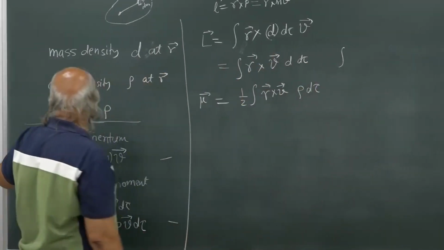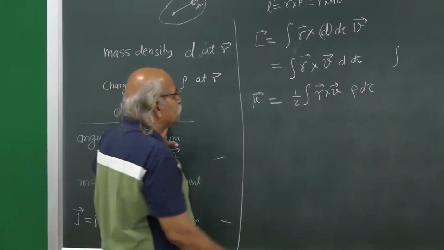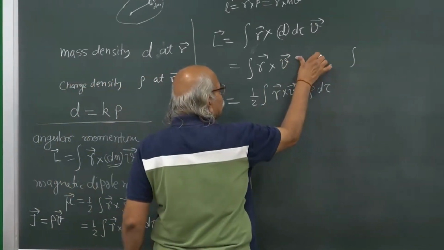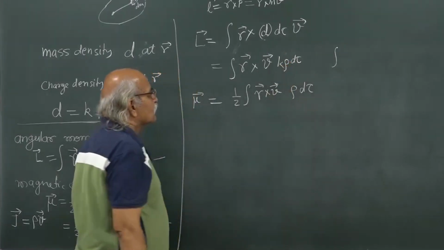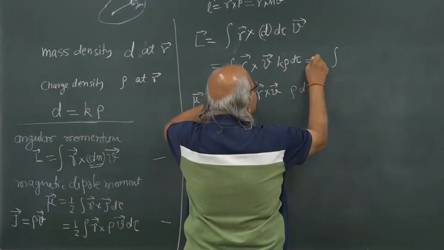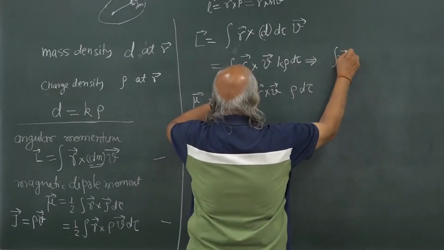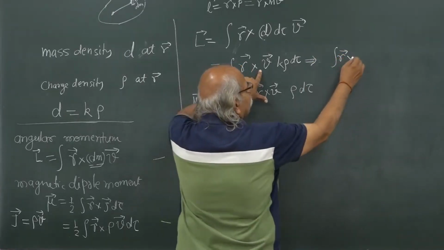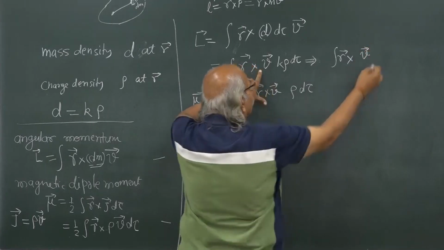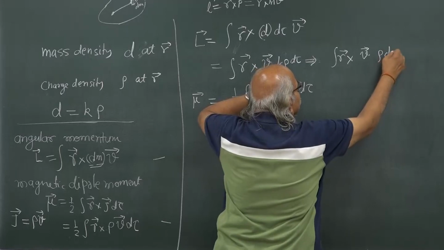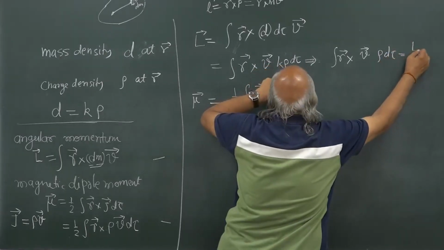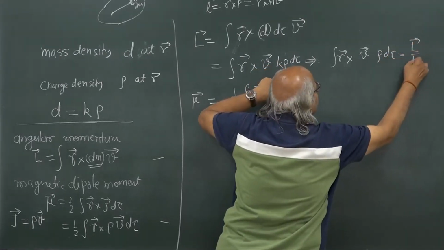Since we say that d is equal to k times rho, so let me write this as rho, k times rho. So this d is k times rho, right. So from here you can write r cross v, rho d tau is equal to L divided by k.